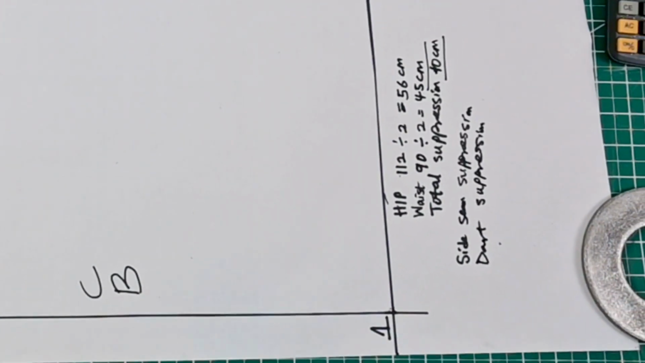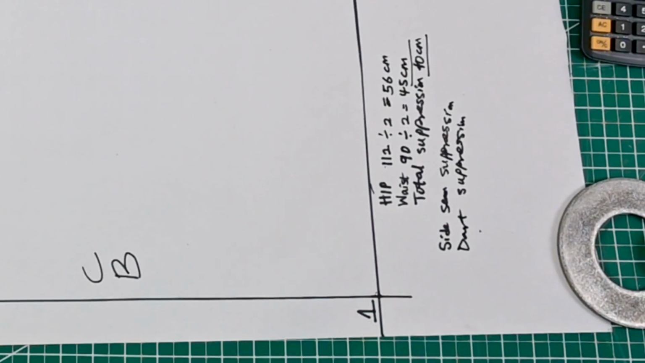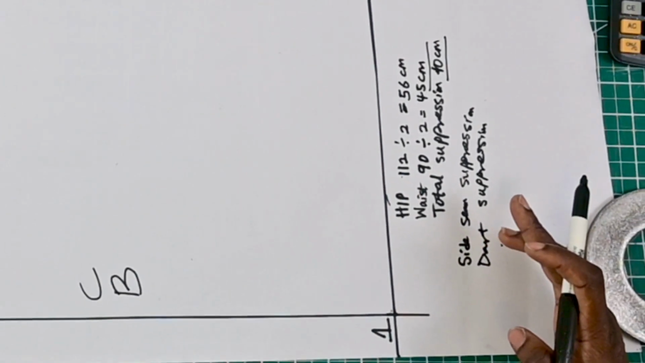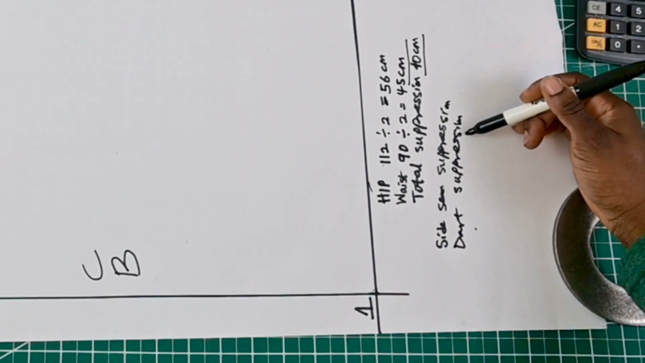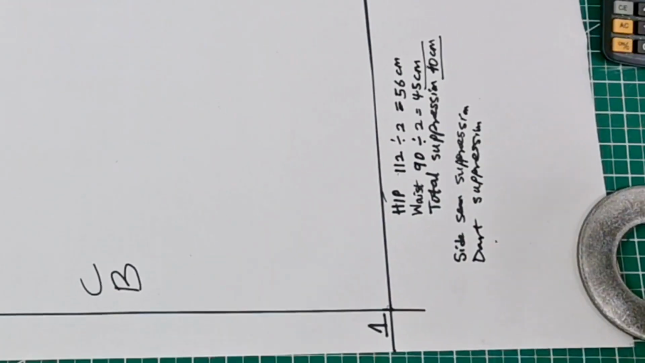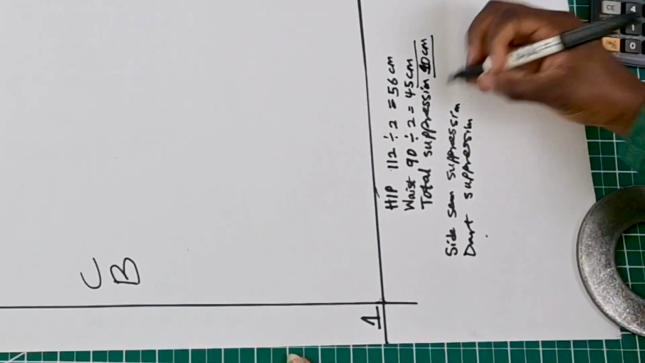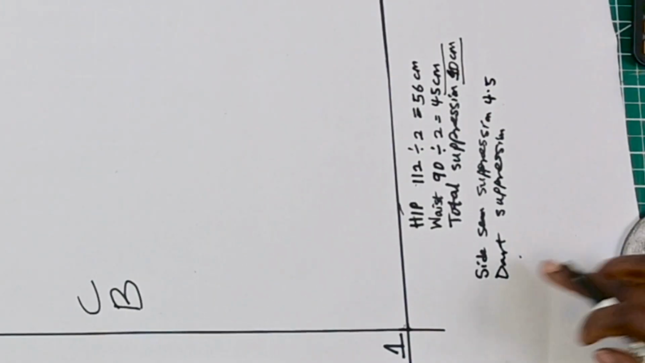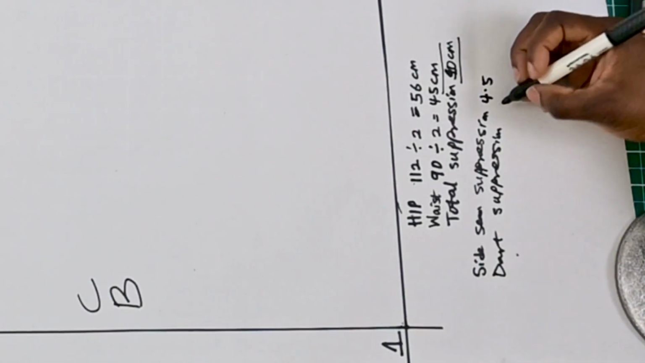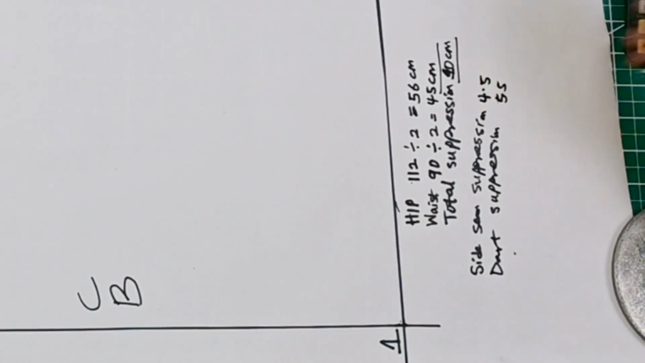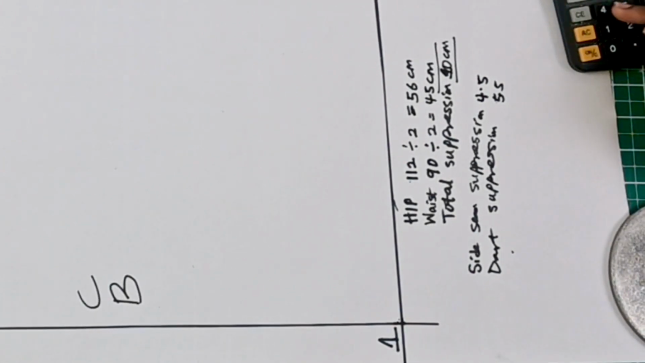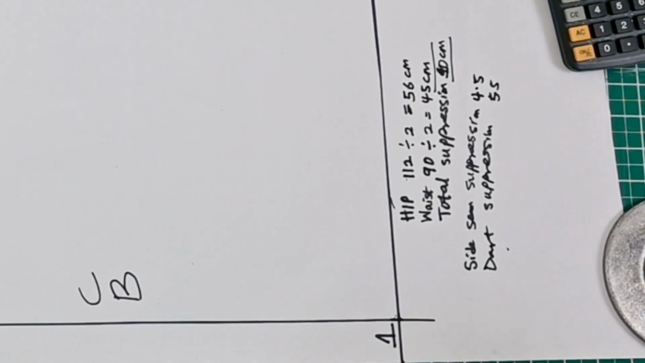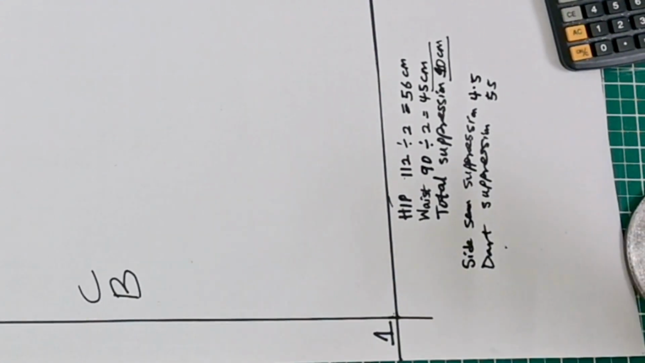And if you want to know a good ratio to use, just take it that the side seam should be 45%, while the dart suppression should be at least 55%. If I'm to divide this 10 cm, I will say, let's say 4.5 for our side seam, while our dart suppression, let's give it 5.5. So let's be sure. 4.5 plus 5.5 equals 10. So we have our side seam and our dart suppression.